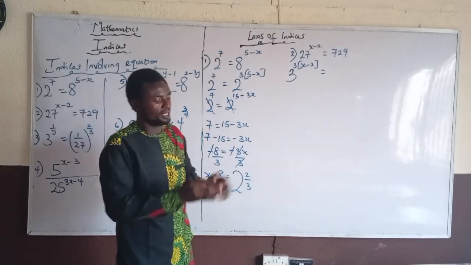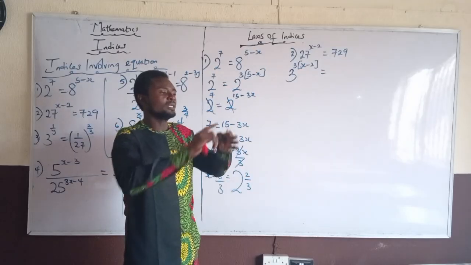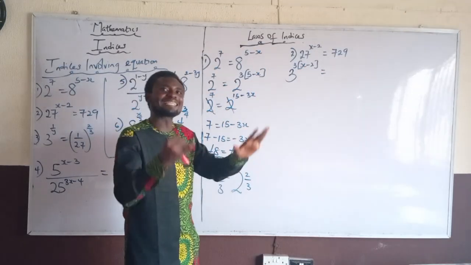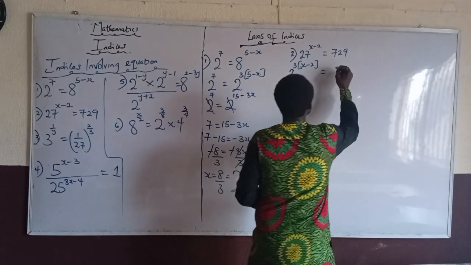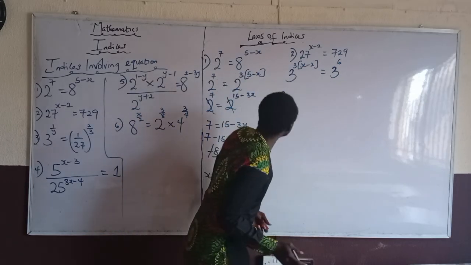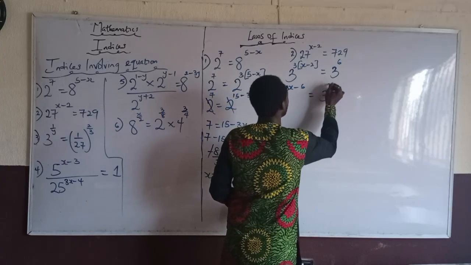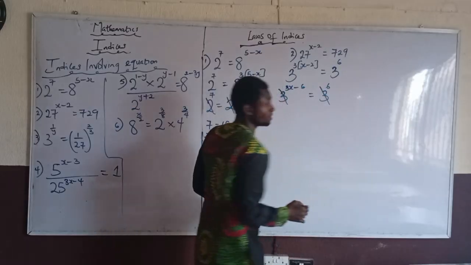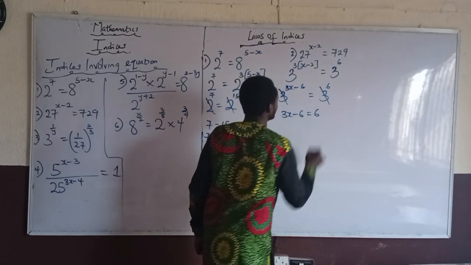Let us do the mathematics. 3 times 3 is 9, times 3 is 27, times 3 is 81, times 3 is 243, then times 3 again is 729. That is 6. So here is 3 raised to 6. Here becomes 3, I'll put in brackets, 3x minus 6 equals 3 raised to 6. The base will cancel out each other, cancel 3, sorry. Here becomes 3x minus 6 equals 6.